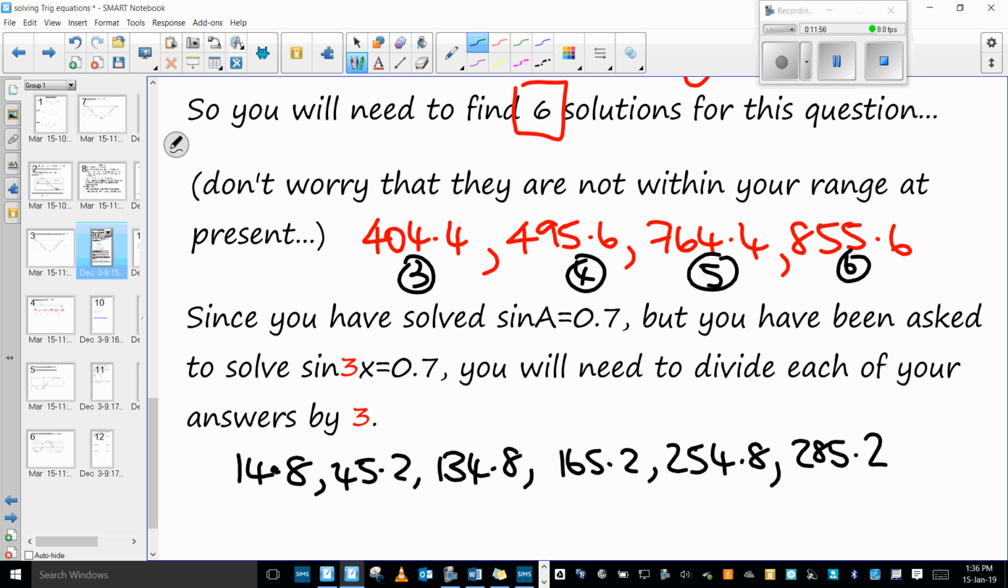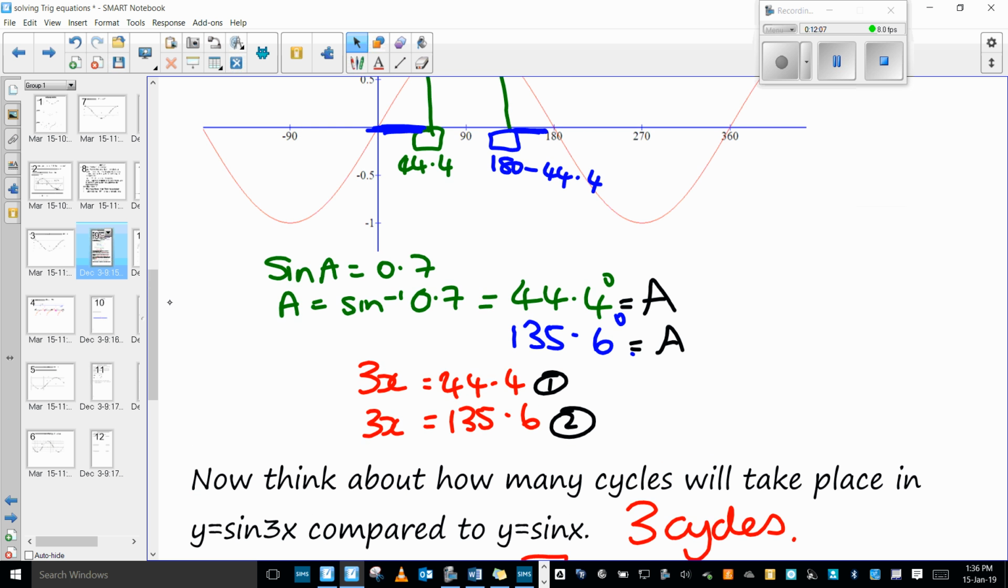Does that make sense to everyone, what we did and why we did it? Why did we change it to a in the first place? We could have kept it as 3x equals, but I just like to say a equals. You don't have to do that bit. You can keep it as 3x equals if you wish. It doesn't matter, and I chose a randomly, no reason for a either.